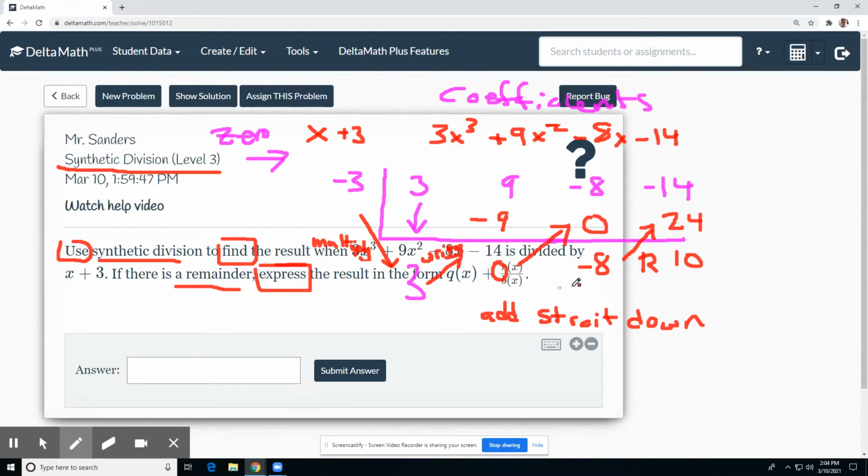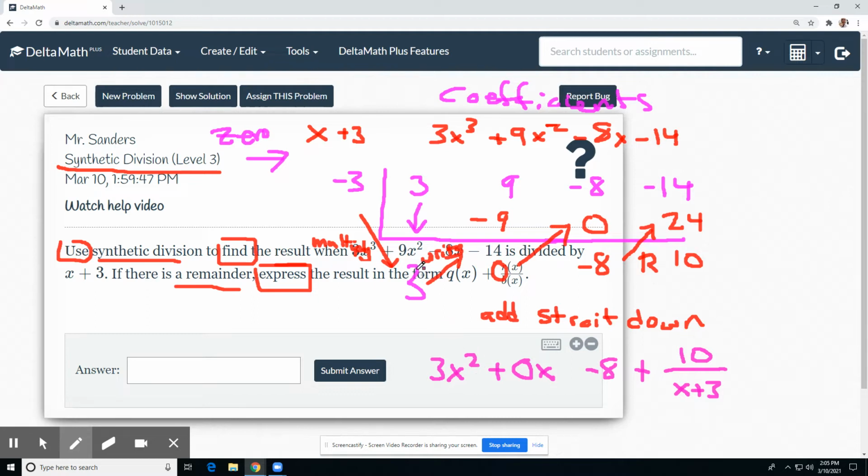So then we go in ascending order to assign the letters or variables to each one. So this is our remainder. We would say 10 over what we're dividing by, x plus 3. The -8 number is the first number that would go in ascending order. So that would be just a -8. The 0 would go in the next ascending order, which would be a 0x. And then the 3 would go in the next ascending order for 3x squared.